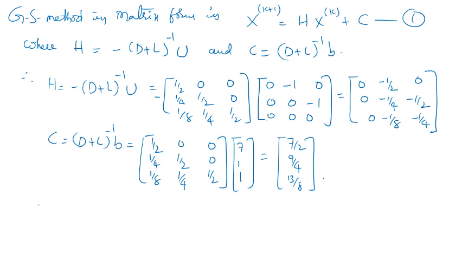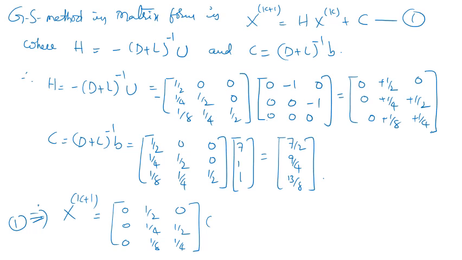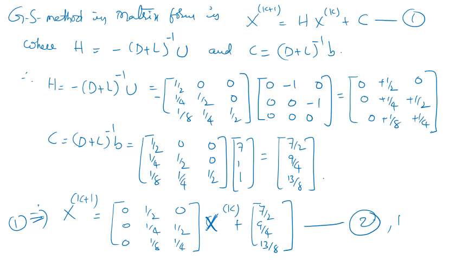Therefore, what does equation 1 imply? X^(k+1) is equal to, what is this matrix? Okay, after multiplication by minus, these are all plus. So 0 1/2 0, 0 1/4 1/2, 0 1/8 1/4 times x^k, plus 7/2, 9/4, 13/8. This is equation 2. Now let us put k values, k equal to 0, 1, 2 and so on, 3 iterations.